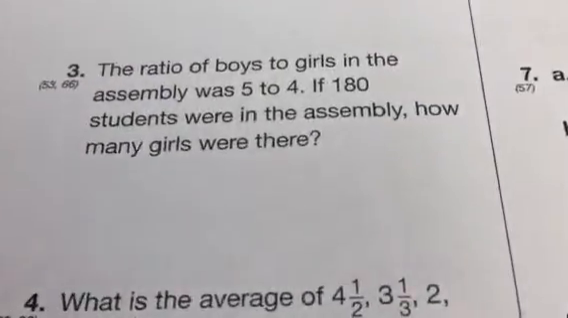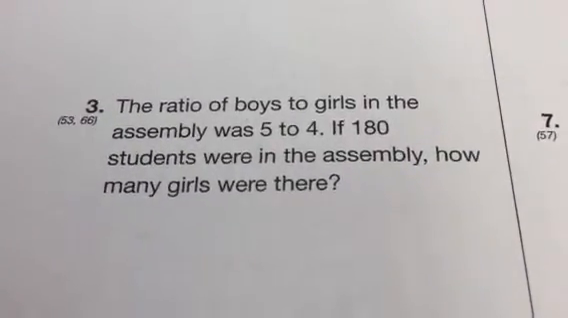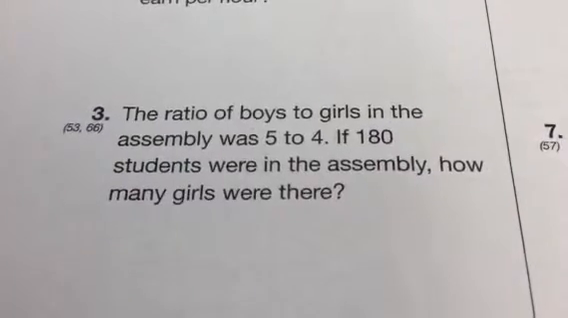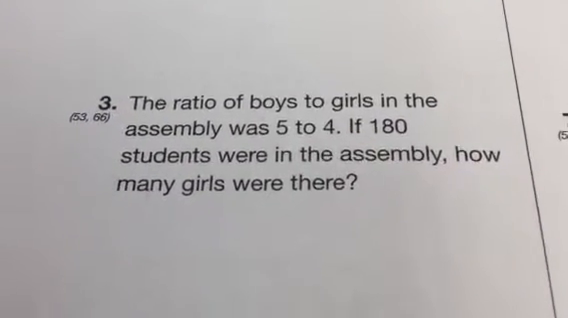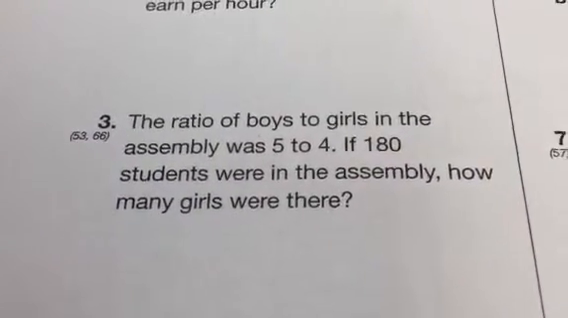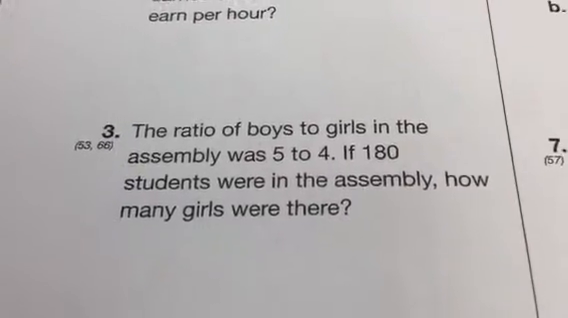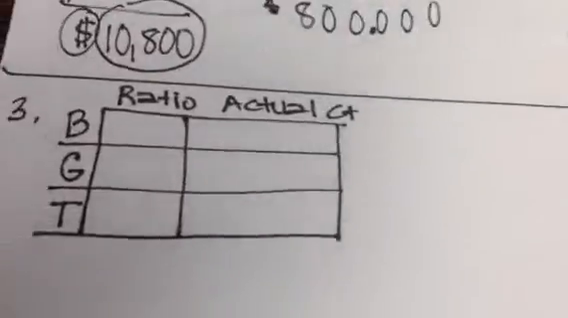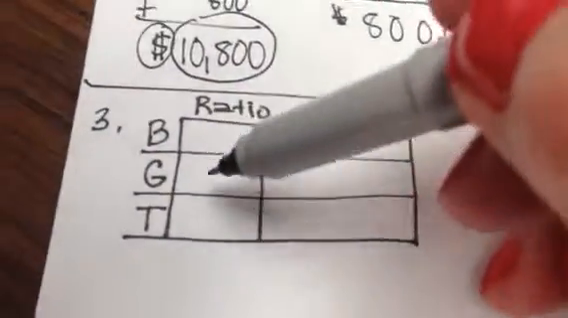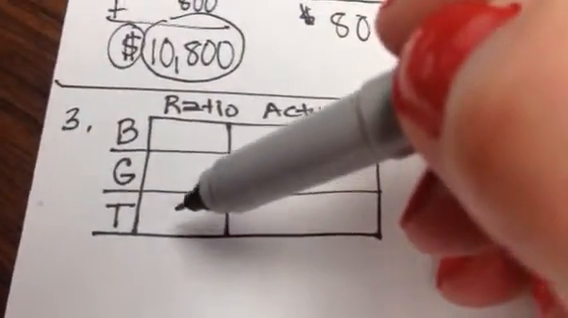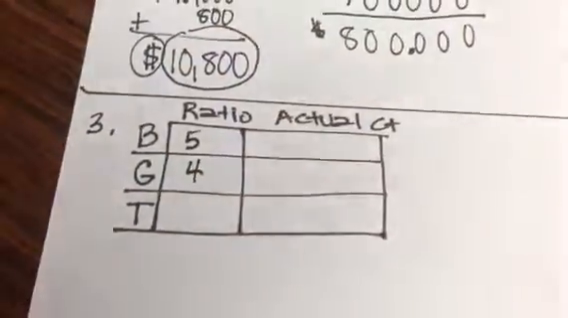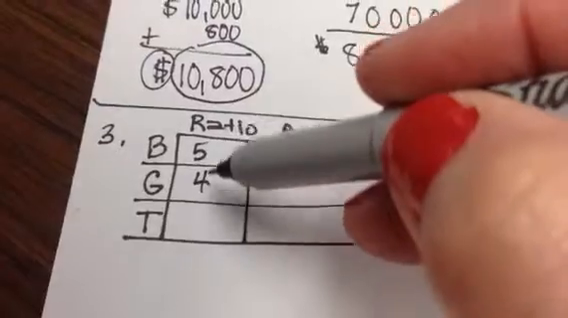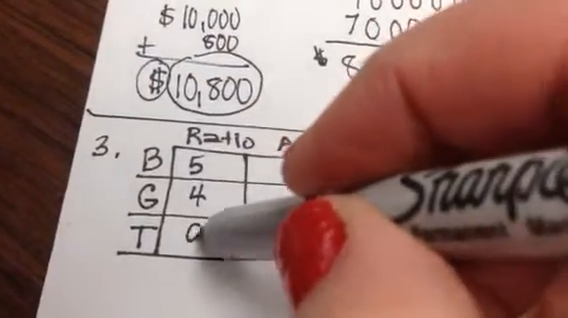Number 3 is all about the ratio of boys to girls in the assembly was 4 to 5. If 180 students were in the assembly, how many girls were there? Oh no! Remember, this is just the 3 box ratio box. We have 3 places in our ratio box. Okay, so we have the boys, we have the girls, we have the total. And we know that the assembly of boys to girls was 5 to 4. Therefore, what's our total? We just add those 2 numbers. Our total would be 9.